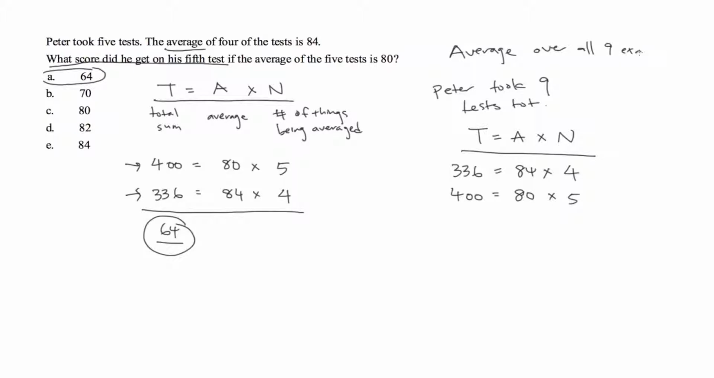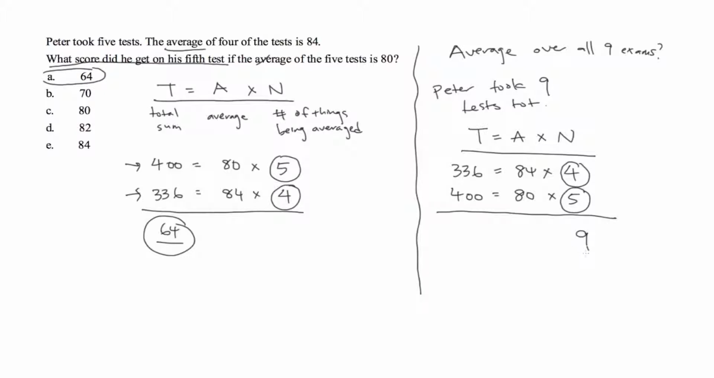9 exams? In this case, notice the difference between the wording of the question I'm giving you and the one that's written here. In this case, we're given the total number of exams that he took and a part or a subtotal of all the exams that he took. In this case, you're given a subtotal or a part of the total exams that he took, and then another subtotal or another part of the total exams that he took. And then you're asked to find the average of all the exams.